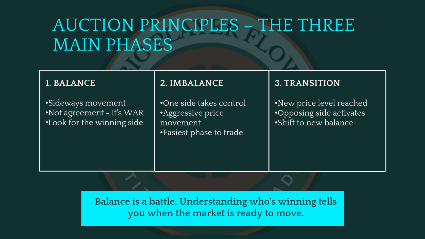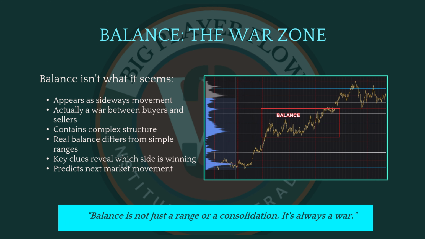Usually you call it a consolidation or a range, like I already said, and price moves sideways, looks like buyers and sellers agree. Looks like. Further on, I'll explain why I just said looks like. Imbalance, impulse. One side takes control, price moves aggressively, and then we see a transition to a new balance. So, balance, the war zone, yeah.